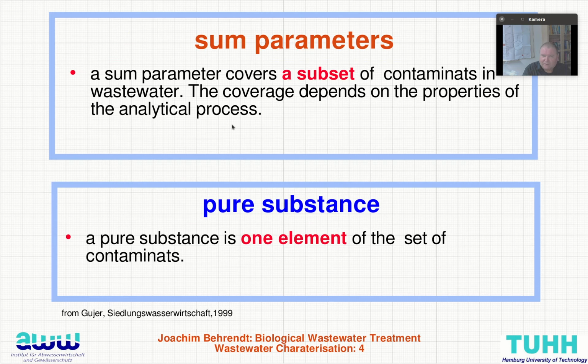A sum parameter is a subset of contaminants in wastewater with special characteristics, and the coverage depends on the properties of the analytical process. This is a sum parameter which is widely used in wastewater treatment, and then we have pure substances. This is only one element or one component which can be detected specifically.